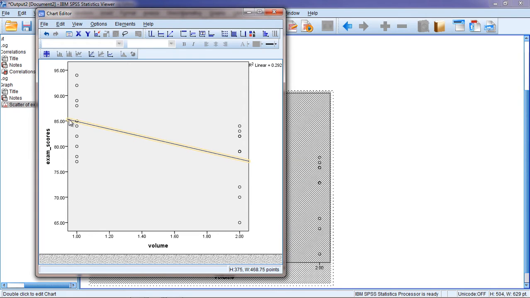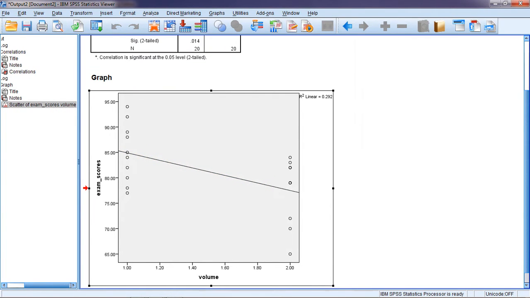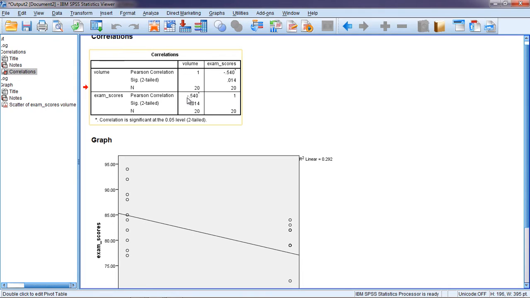And notice here now, you see a downward slope. Well, a downward slope is also a negative slope. And you can see, going back to our output here for correlations, that the correlation was in fact negative, which reflects this negative slope. And the fact, once again, that it's significant indicates that the average exam scores for the no volume here is significantly higher than the average exam scores for the high volume group here.